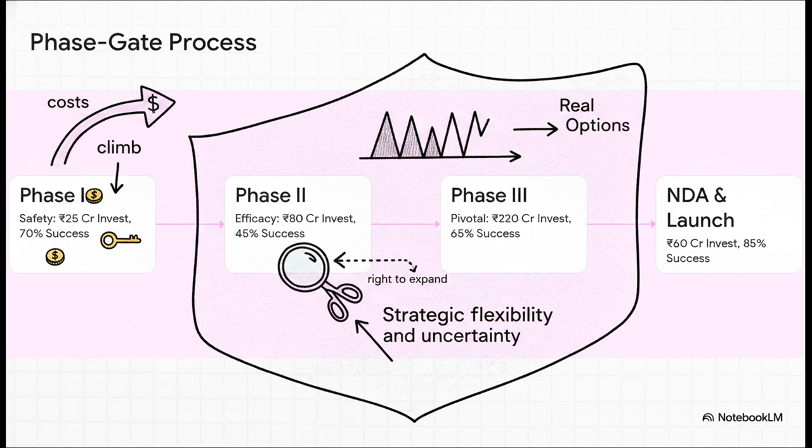If it passes, they unlock the option, again, not the obligation, just the option, to spend 80 crore rupees in phase 2 for efficacy. Now, phase 2 is the riskiest hurdle, with only a 45% success rate. But if it fails there, they just abandon it. They don't have to throw away the massive 220 crore rupees required for phase 3. This whole phase gate process, it's just a natural sequential call option. They pay small premiums early on to buy the right to invest the big money only when the odds of success have actually shifted in their favor.